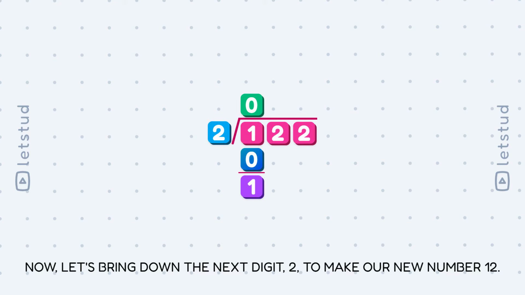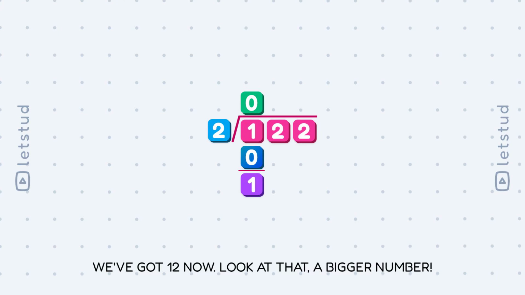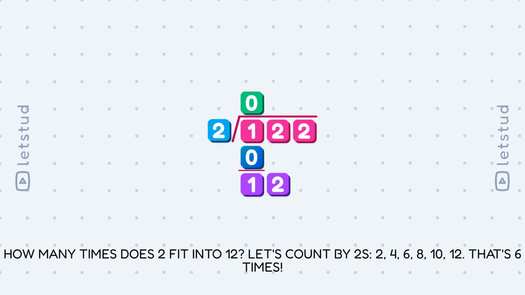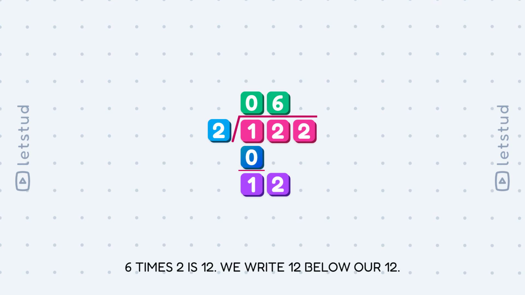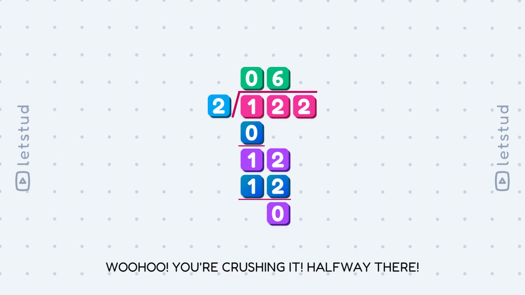Now, let's bring down the next digit 2 to make our new number 12. We've got 12 now. Look at that, a bigger number. We bring down the next digit 2 and join it with our remainder 1 to make 12. How many times does 2 fit into 12? Let's count by 2s. 2, 4, 6, 8, 10, 12. That's 6 times. 6 times 2 is 12. We write 12 below our 12. 12 minus 12 equals 0. Our remainder is 0. Woohoo, you're crushing it, halfway there.